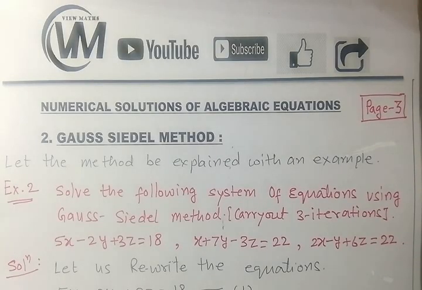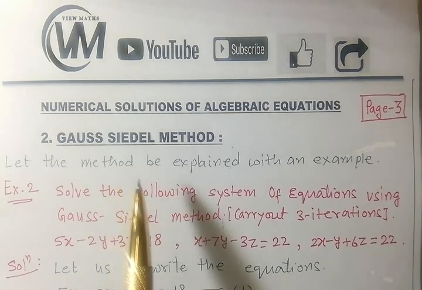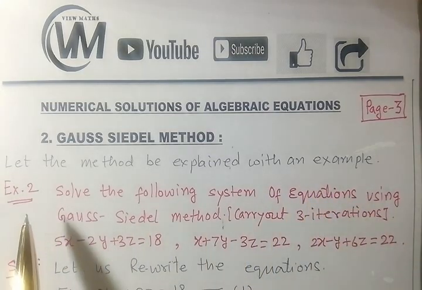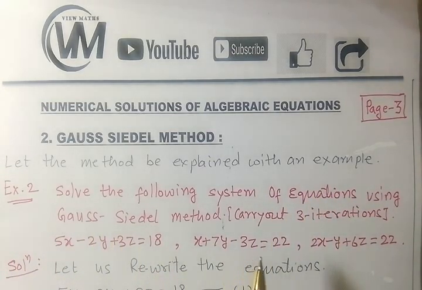Now the second method, the Gauss Seidel method. Let this method also be explained with the help of an example. Solve the following system of equations using the Gauss Seidel method. Carry out 3 iterations. So 3 equations are given to you. In the same manner, the initial part is the same up to the trivial solution. Everything is the same.